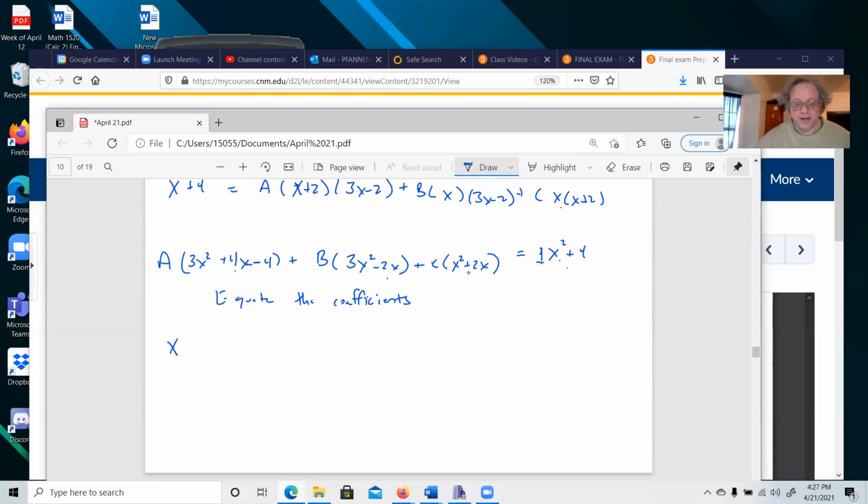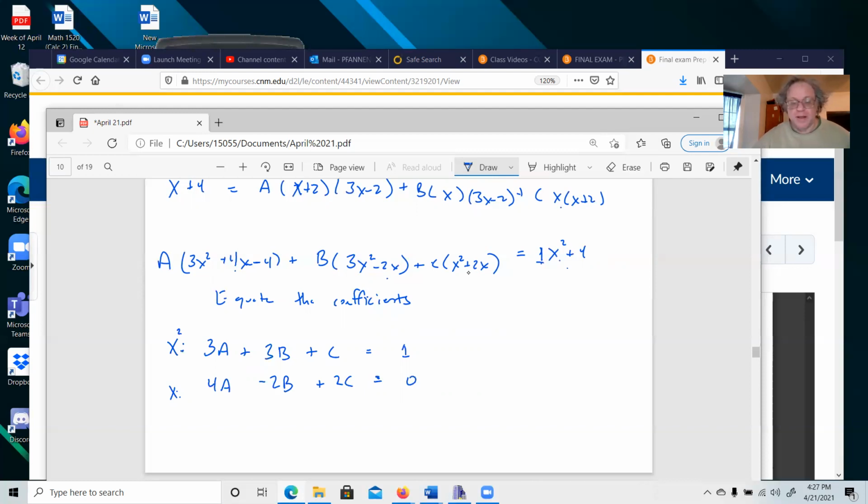So I go ahead and I make a column or rows. So we have 3a plus 3b, I think that's this one, plus c has to be 1. The x, right, we have 4 a's, okay, we have minus 2 b's, okay, and we have plus, looks like 2 c's, okay, that has to be 0.